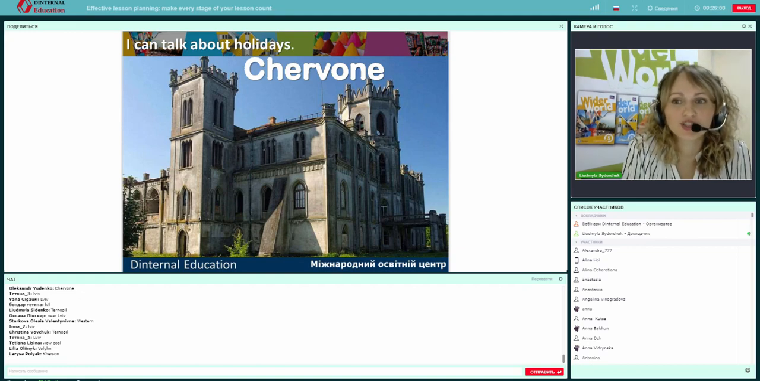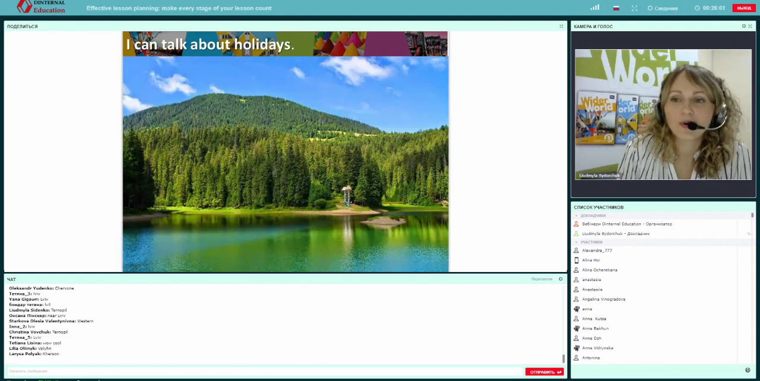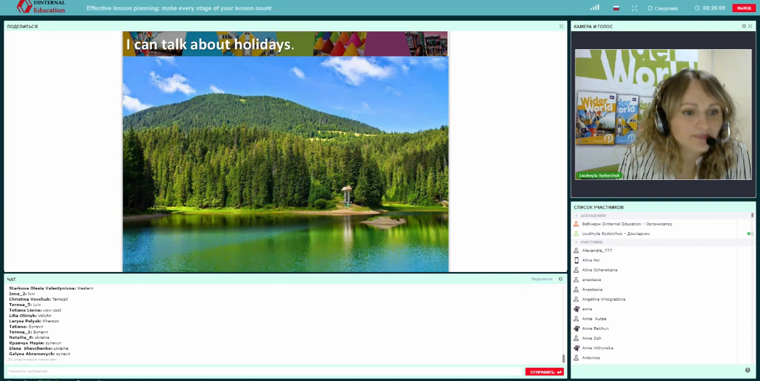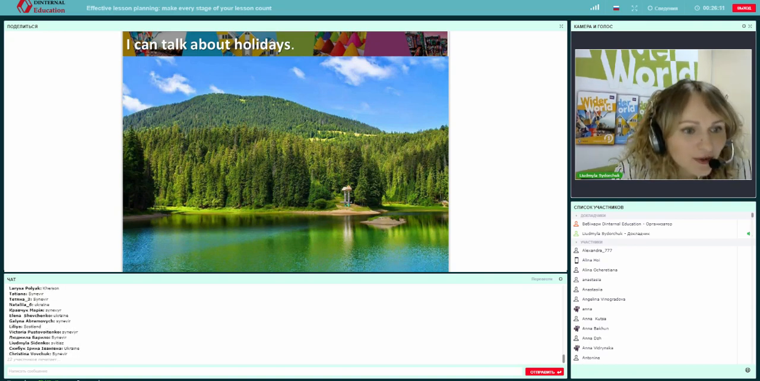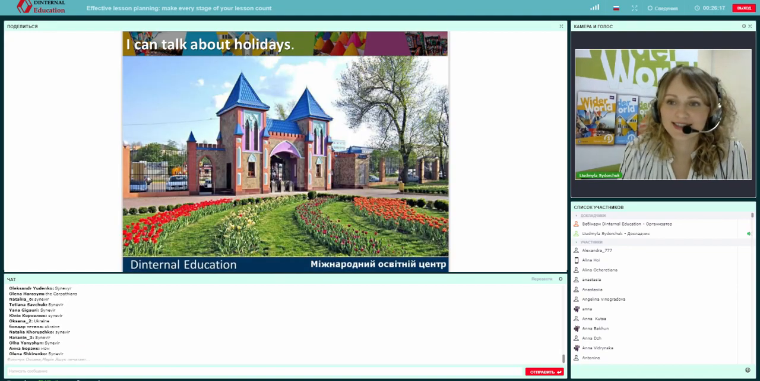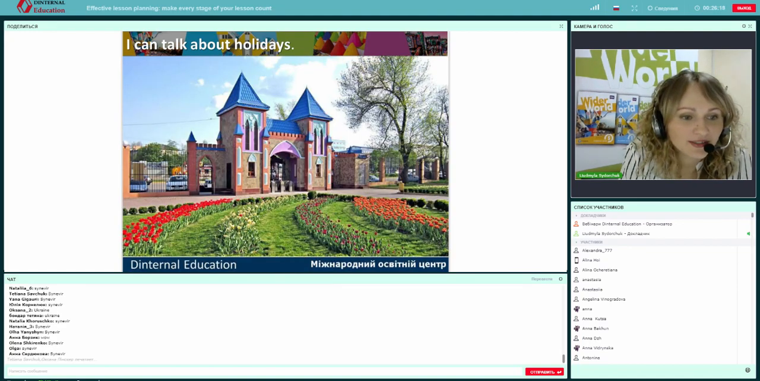Okay, one more picture for you. What is this? Okay, so what is the name? Synevyr. Kravchuk Maria was the first one. Yeah, this is Lake Synevyr in the Carpathians. And one more picture for you to guess. Where in Ukraine is this place?